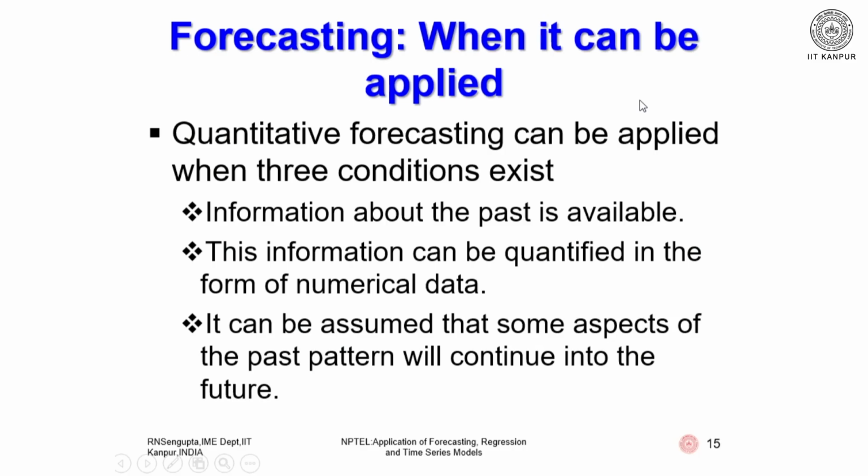Quantitative forecasting can be applied where three conditions exist. So, let me highlight. The three conditions are: information of the past data is available. Say for example, I am selling soap. So, obviously, I want to predict what would be the sales of soap in, say for example, the state of Gujarat in the month of, consider, December 2025.